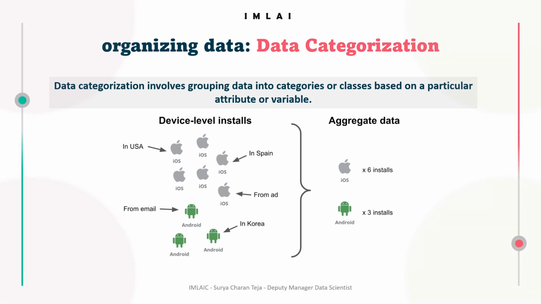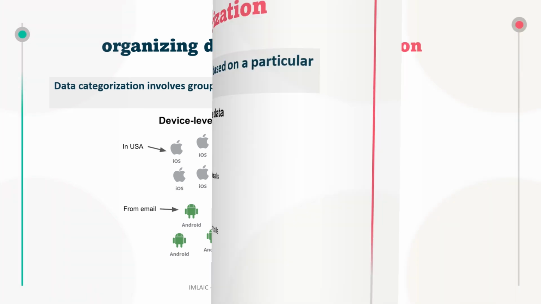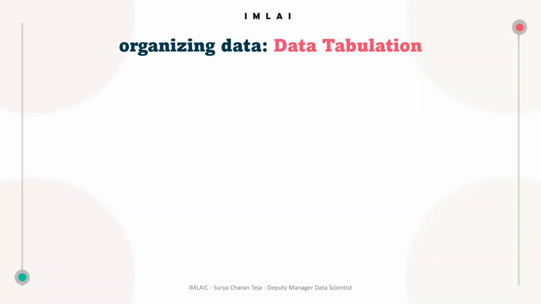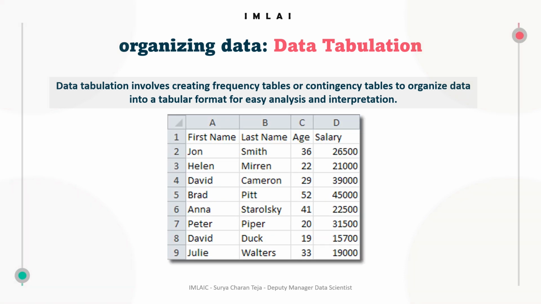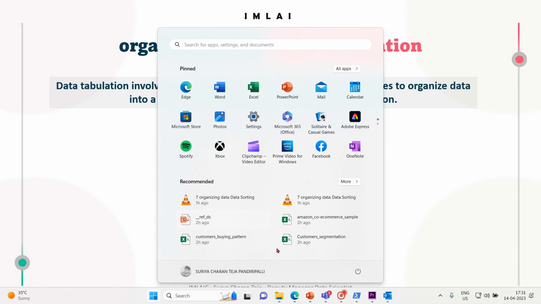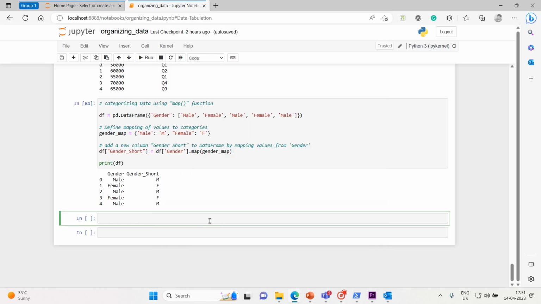So now let's look into the third type of organizing data, that is data tabulation. Data tabulation involves creating frequency tables or contingency tables to organize data into a tabular format for easy analysis and interpretation. This can be achieved using libraries such as pandas in Python. So let's take one example for better understanding.